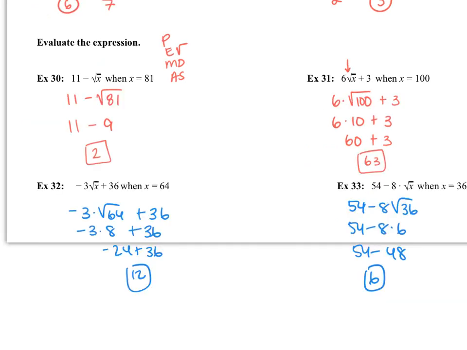For example 32, we would start this by substituting in 64. The square root of 64 is 8. 8 times negative 3 is negative 24, and then we add 36 to get positive 12. Here we replaced x with 36. The square root of 36 is 6. I'm going to multiply, which is 48, and then 54 minus 48 is 6.